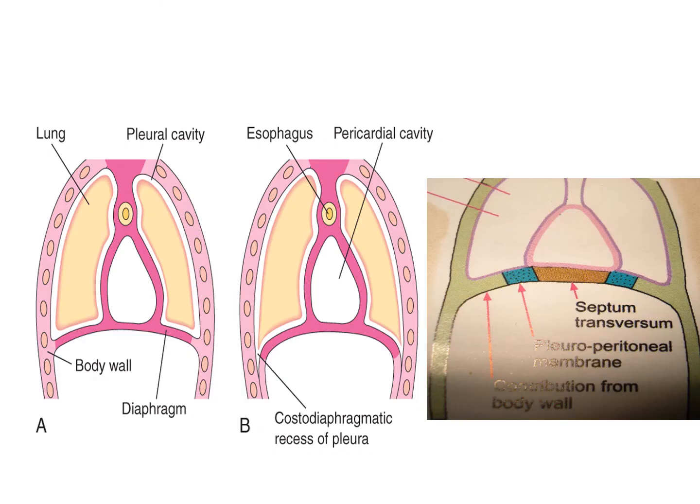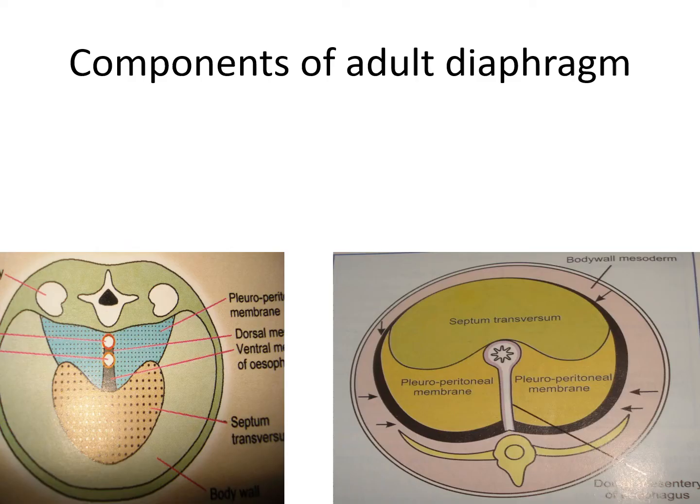So with the growth of the body wall, when there is expansion of the thorax and there is extension of pleural cavity into the body wall, this forms the costodiaphragmatic recess of pleura. So the main component of the adult diaphragm, that is the septum transversum, is forming the central tendon of the diaphragm.